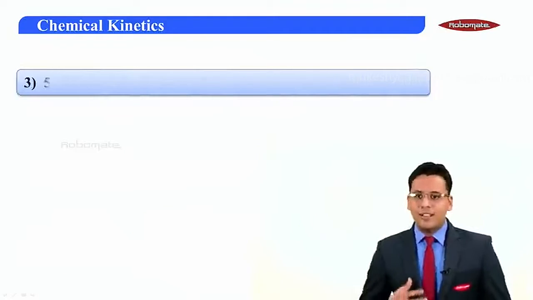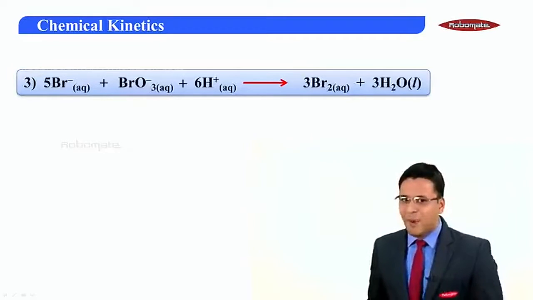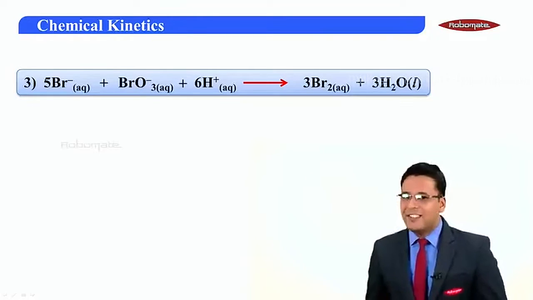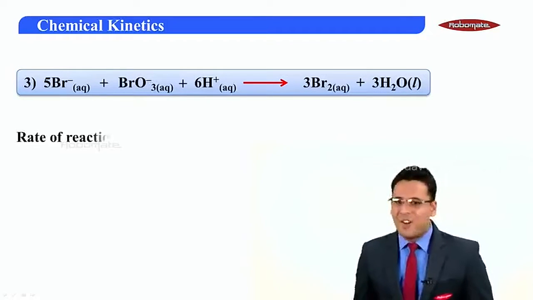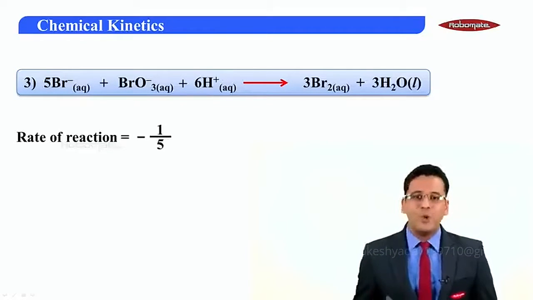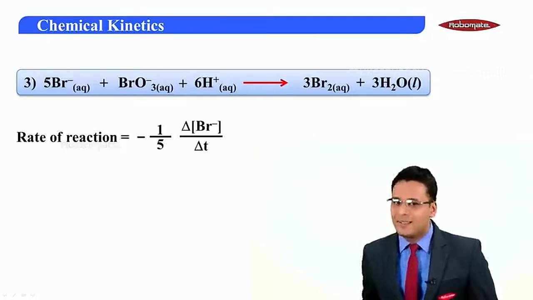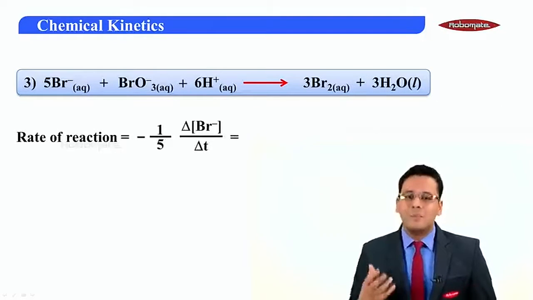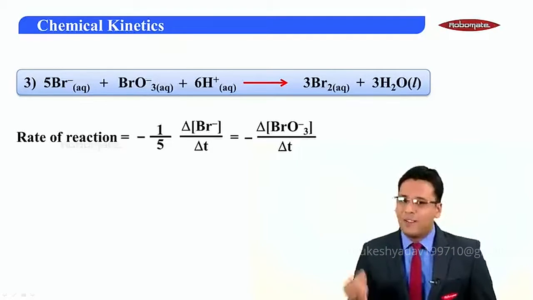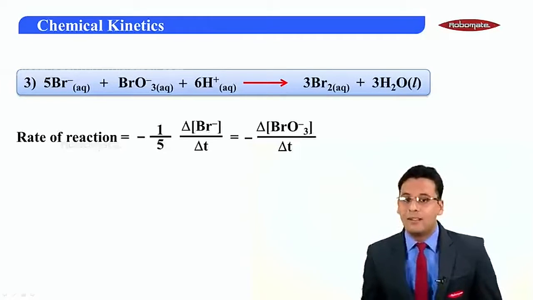Take into account this small little reaction that you can see here. Try and pause the video and write this equation yourself. The answer that you will get will be rate of the reaction is equal to minus 1 by 5 into delta concentration of Br minus upon delta T, which is equal to minus delta concentration of BrO3 minus upon delta T. The stoichiometric coefficient in this case was 1.